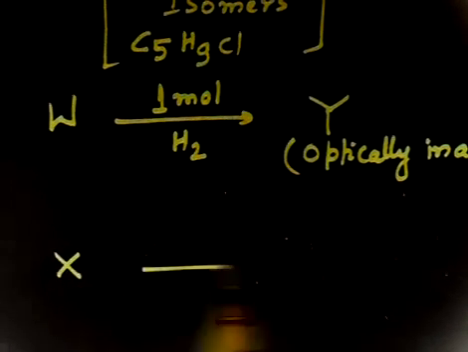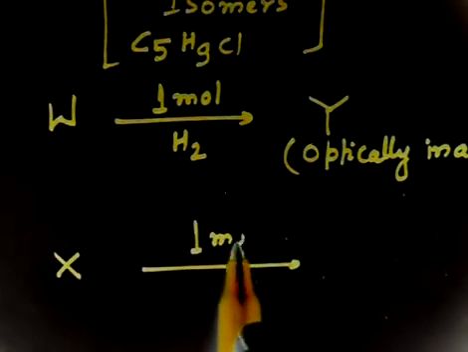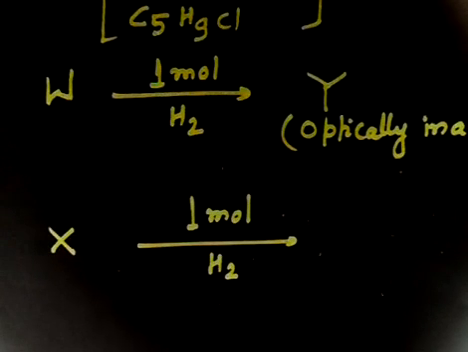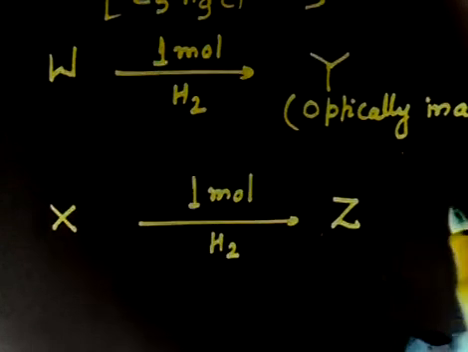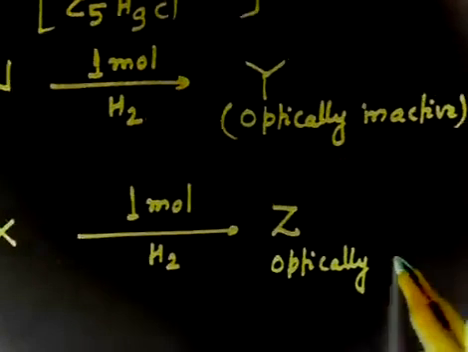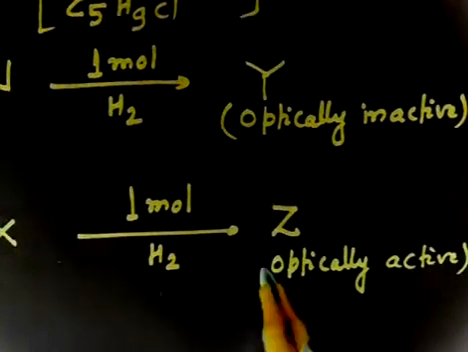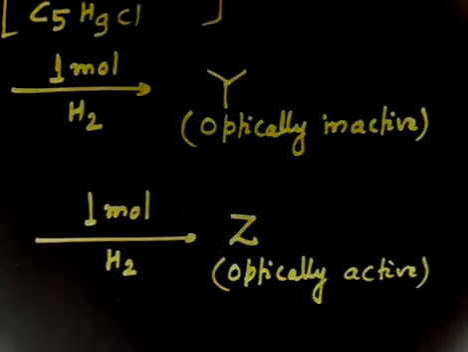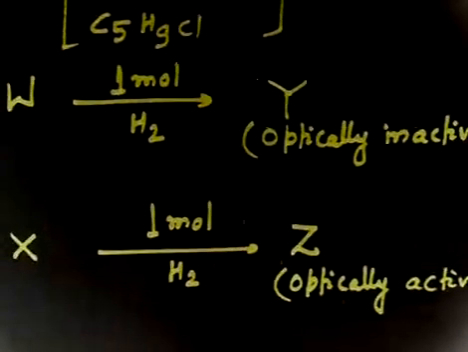We'll discuss this. But compound X gives an optically active compound Z under the same condition. So if you add 1 mole of hydrogen to X, this gives compound Z, which is optically active. Now the question says give the structure of Y and the configuration of W, and also draw the Fischer projection formula of X and Z. So you have to give me the structures of X, Z, Y, as well as W.